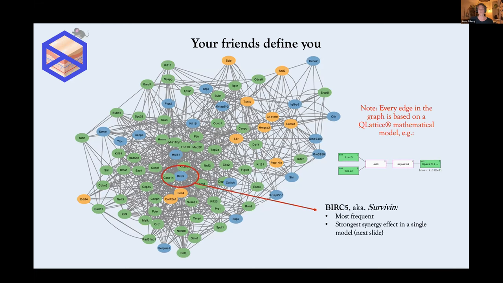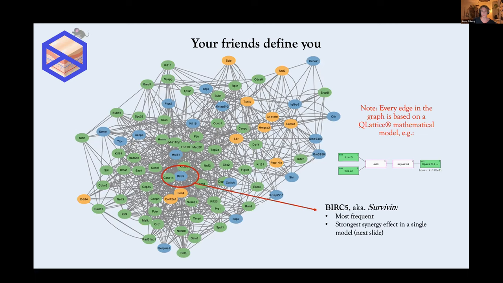And when we draw this out, it's quite obvious, also from this visualization where every single edge corresponds to a mathematical model between the two genes that goes towards the output, that some genes are much more central than others. Some have an insane amount of partners, basically a measure that we have of whether it's a good partner or not, compared to others. And this specific gene, BIRC5, also known as survivin, is the most frequent one, but it is also the one that has the strongest synergy effect out of the thousands of models that went into creating this picture of the data.